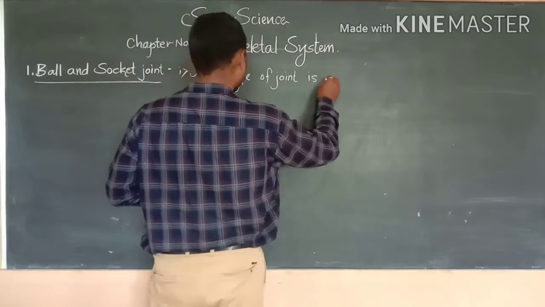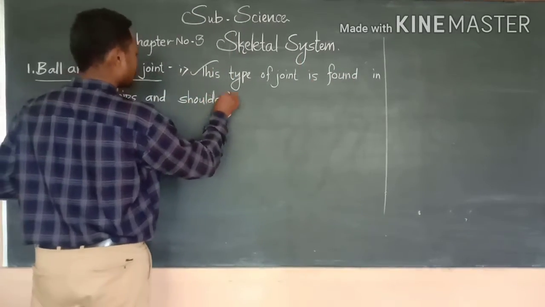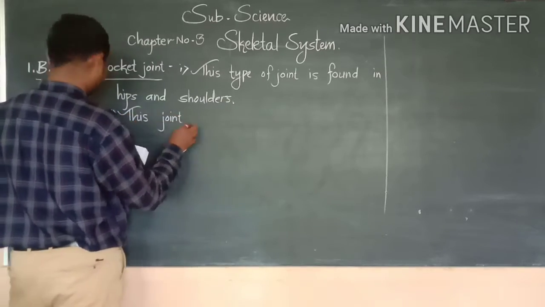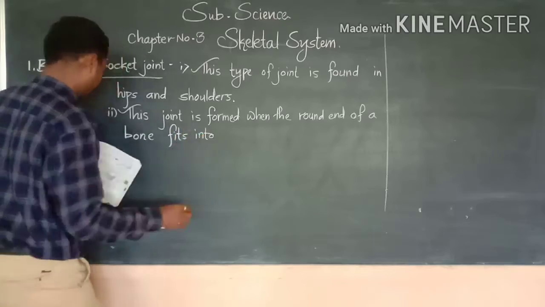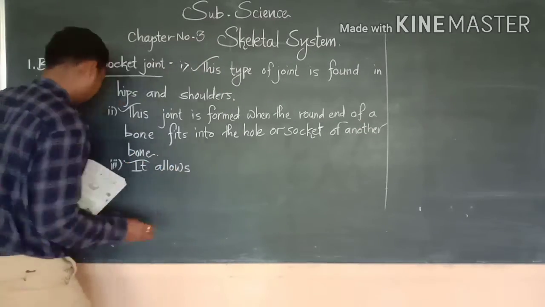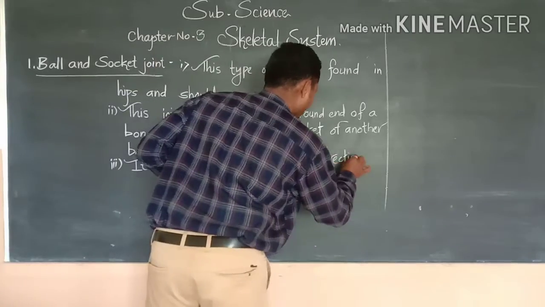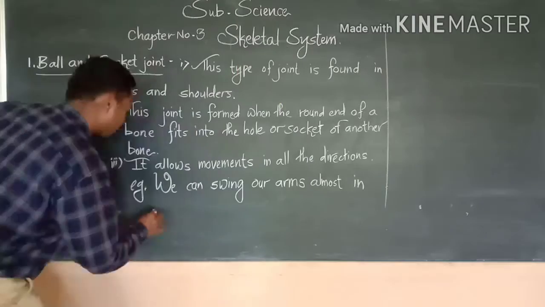Ball and socket joint. This type of joint is found in hips and shoulders. This joint is formed when the round end of a bone fits into the hole or socket of another bone. It allows movement in all directions. For example, we can swing our arms almost in all directions.